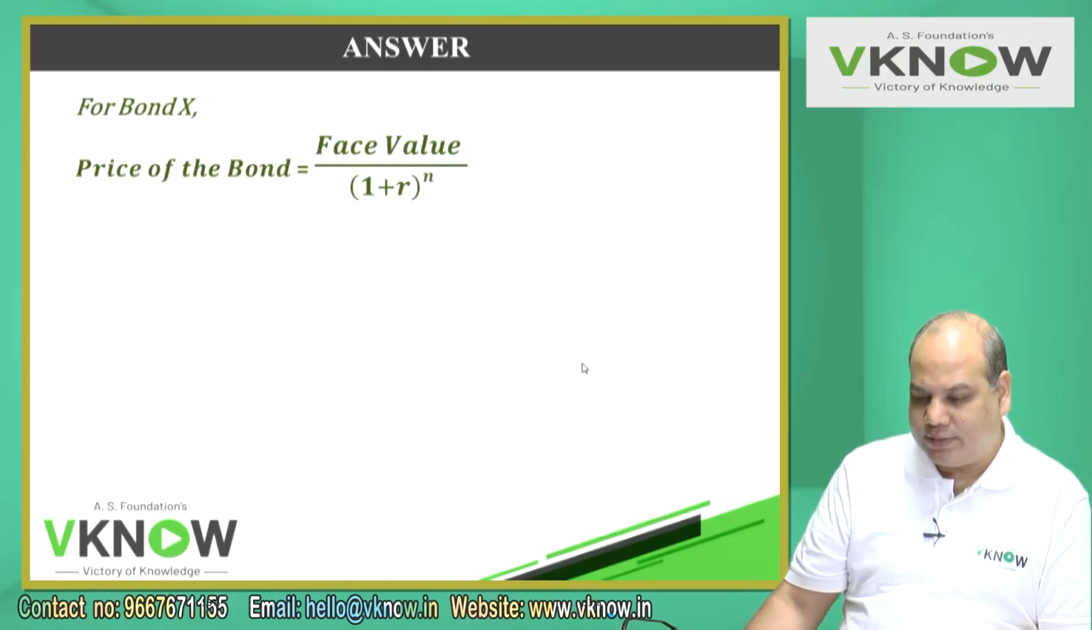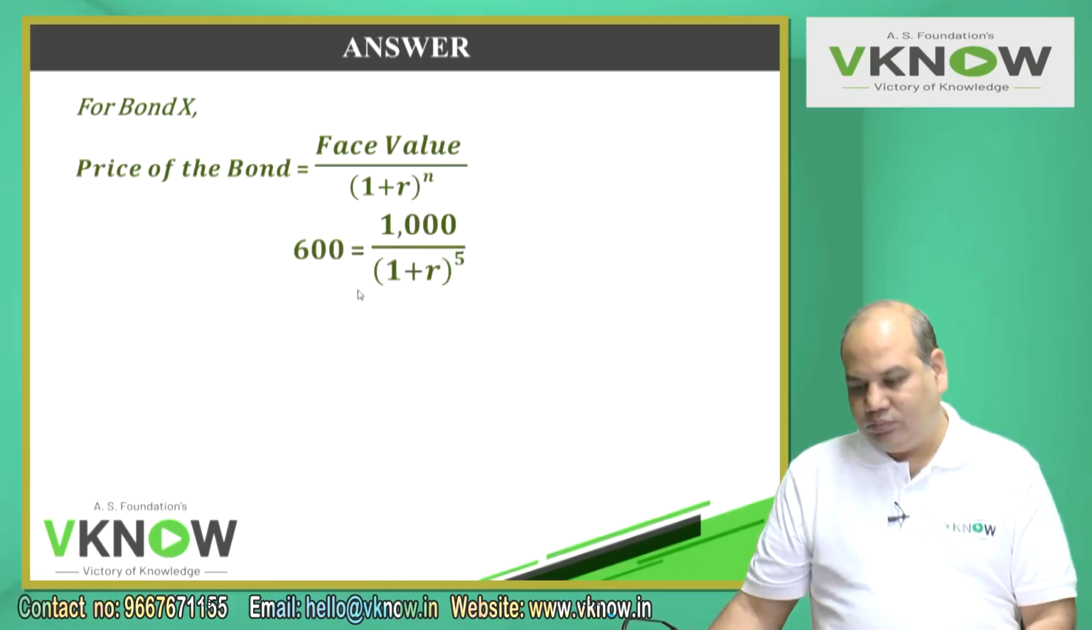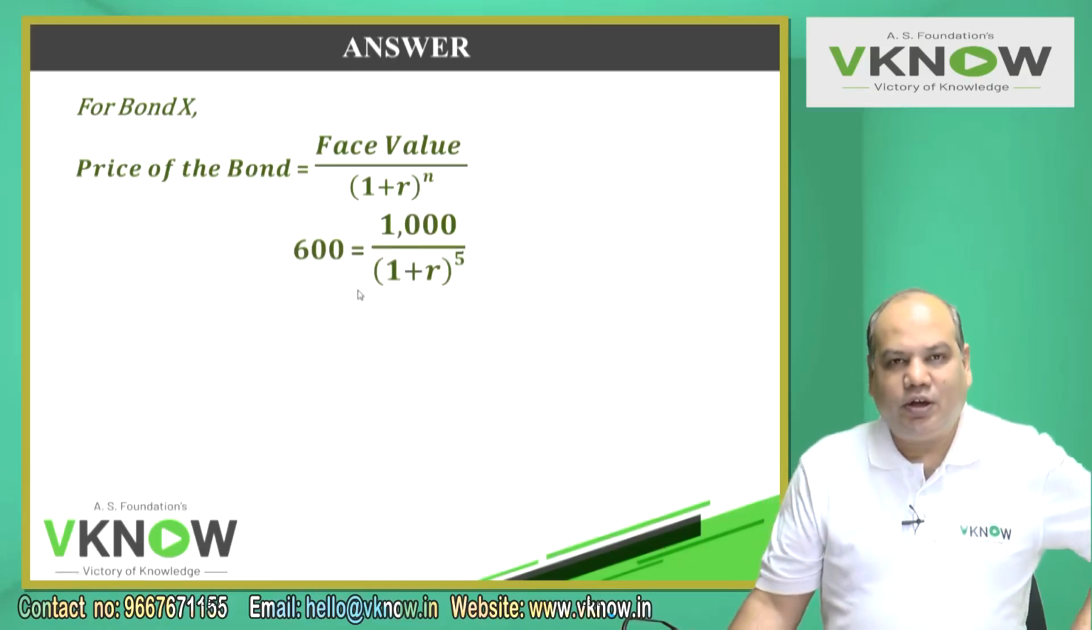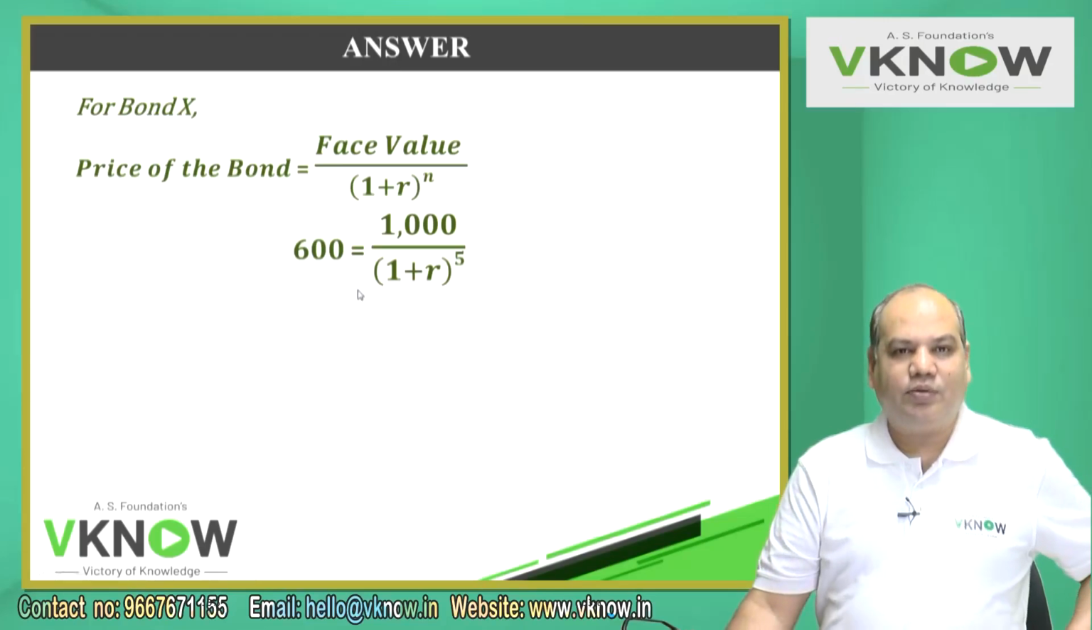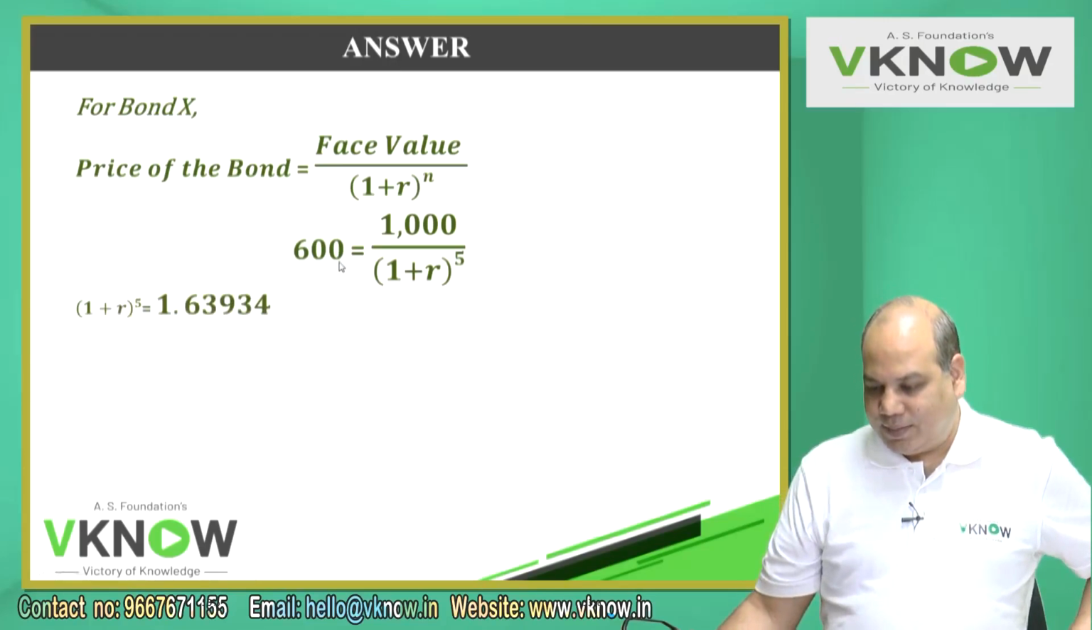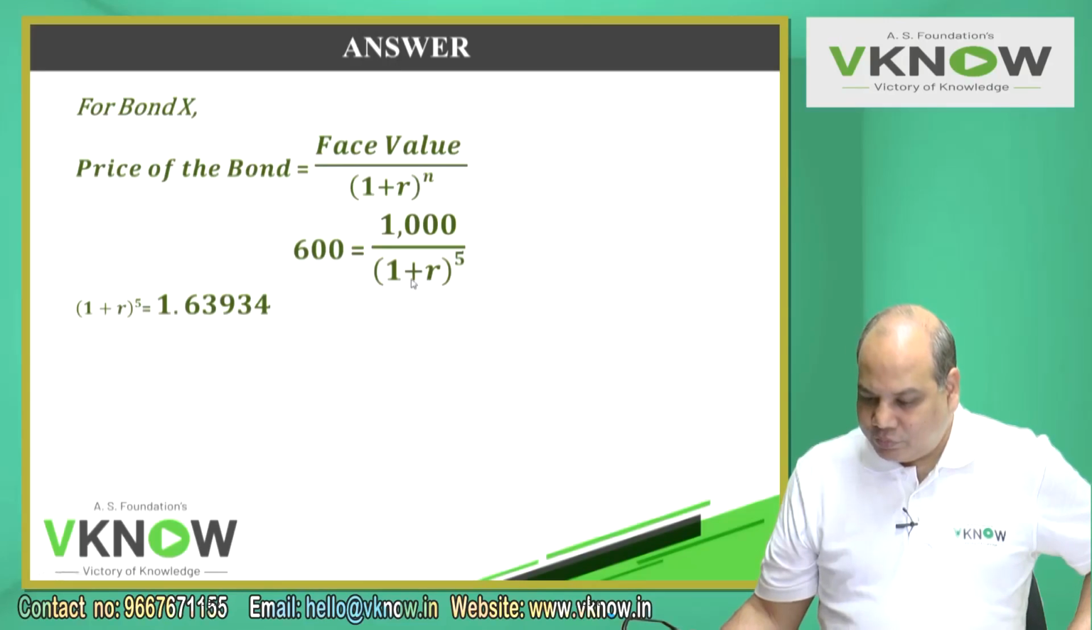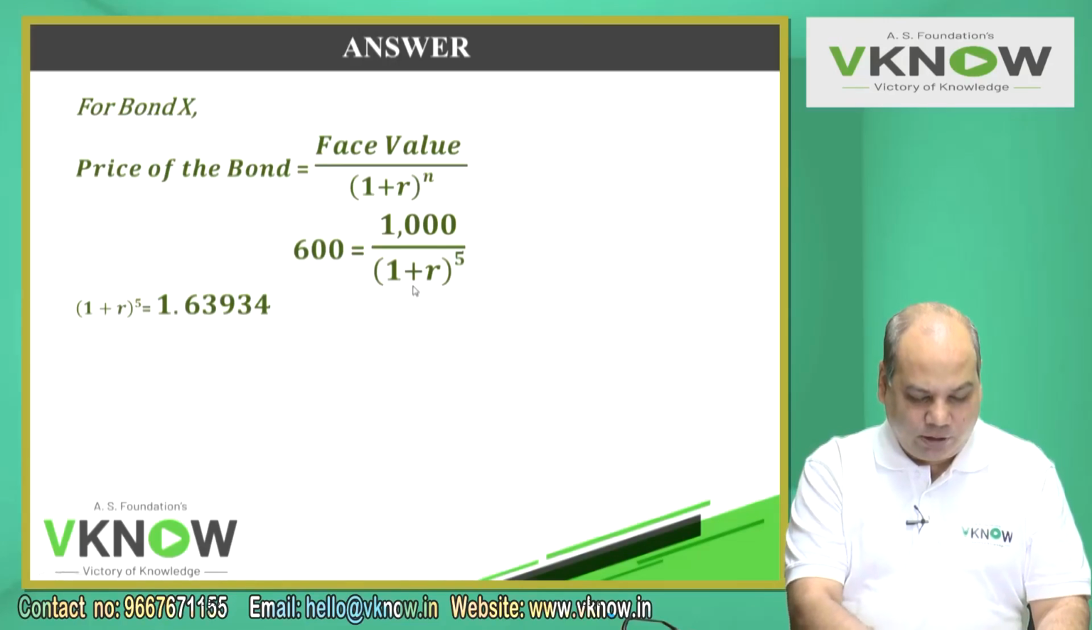First write down bond X. Price of the bond is equal to face value upon 1 plus r to the power n. This is the equation. So now I'll put the numbers. 600 is equal to 1000 upon 1 plus r to the power 5. So can we now just simplify this? I'll bring 1 plus r to the power 5 on the left side, and I will take 1000 divided by 600. So how much is 1000 divided by 600 equal to?